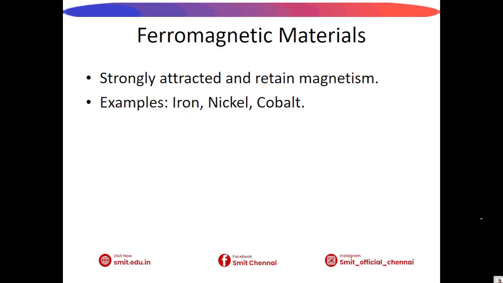Next, we see the ferromagnetic materials. Ferromagnetic materials are strongly attracted by magnetic fields and can retain magnetism even after the external field is removed. The examples include iron, nickel, and cobalt. These materials are widely used in transformer cores, motors, generators, and magnetic storage devices because of their high permeability.